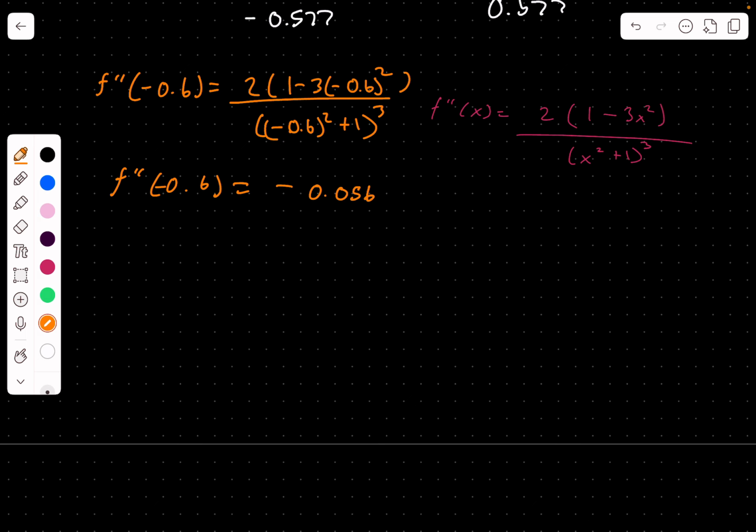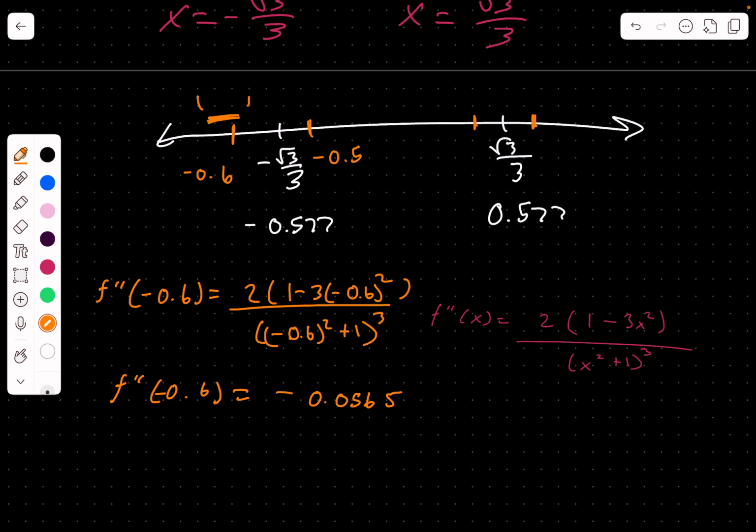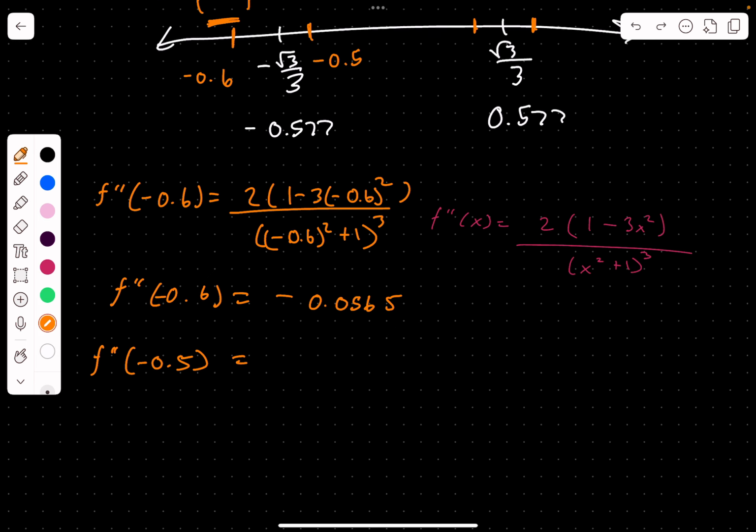Wow, I can't even read my own handwriting. 565, I believe. I mean, the numbers don't even matter. It just matters if it's negative or positive. Over here, we have a negative value. Then f double prime of negative 0.5, I'm not going to write this whole thing out. If you put our second derivative into the calculator and then plug in whatever value you want for x, it'll evaluate it as such.